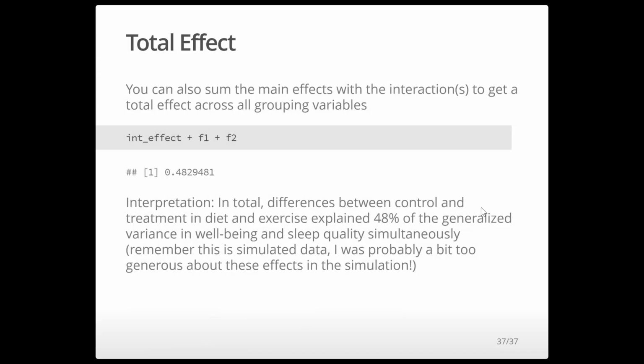And you can also sum them, even when the interaction is significant. You can sum the main effects with the interaction to get a total effect across all grouping variables. So the interpretation here is that in total, differences between control and treatment in diet and exercise explain 48% of generalized variance in well-being and sleep simultaneously. And just remember, this is simulated data. It probably isn't this much of the variance. This is probably an overestimate of what this effect would be in a real study.